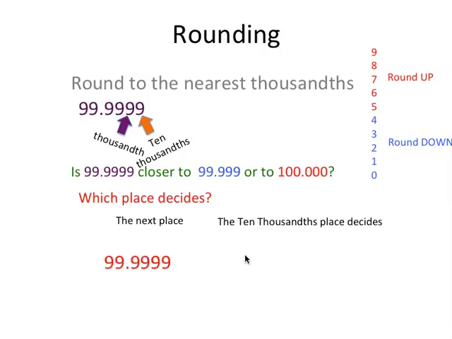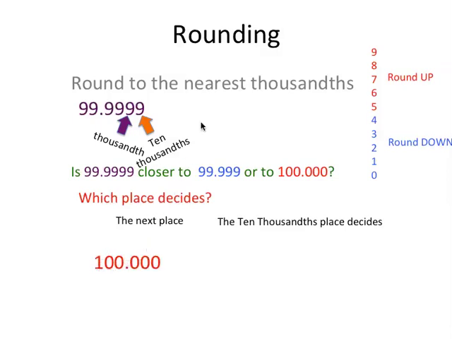So let's see how this works. We're rounding to the nearest thousandth. This 9 tells this 9 to become a 10, and when it does, we carry the 1 to the next 9. That 1 adds to the 9. This becomes a 10, so we have to carry the 1 over to here. 1 plus 9, 10. So this becomes a 0, we carry the 1 over here. 1 plus 9, 10. This becomes a 0, we carry the 1 over here. 1 plus 9, 10, and so we have a 10, which makes this into 100.